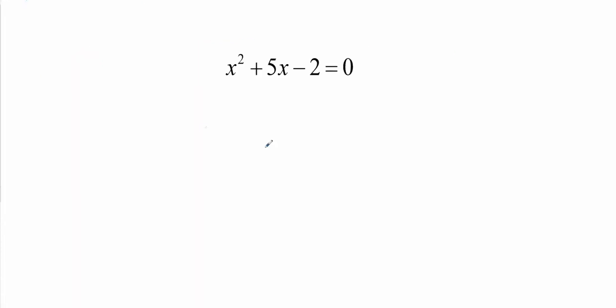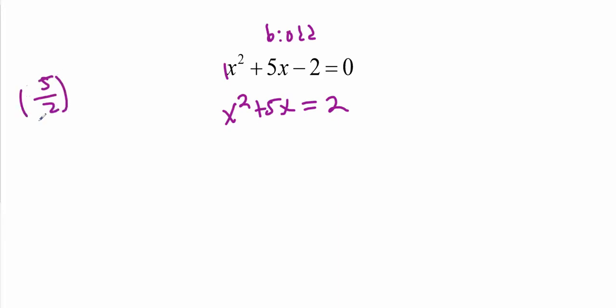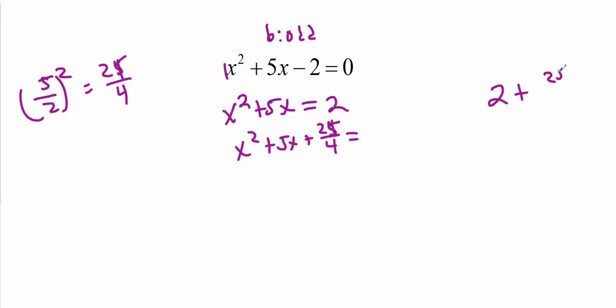One more example. Here we got a b that is odd. But we do the exact same thing. My leading coefficient, fortunately, is 1. So we're going to just go ahead, get the c to the other side. And I'm going to do my b over 2 squared, which is equal to 25 fourths. All right? So I got x squared plus 5x plus 25 fourths. And I need to add that to my 2 plus 25 fourths.